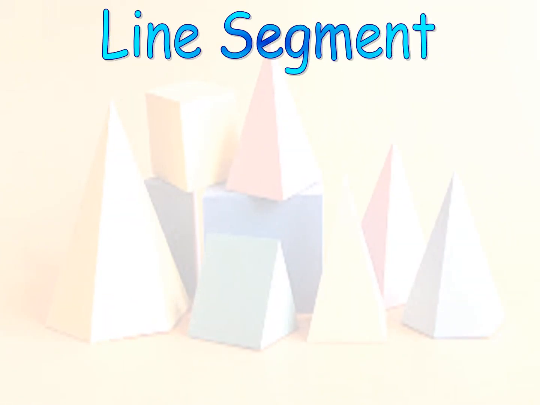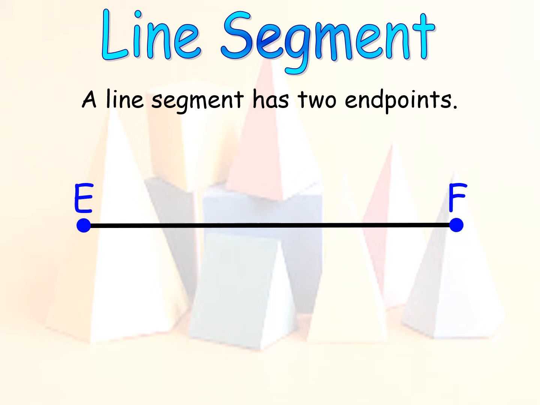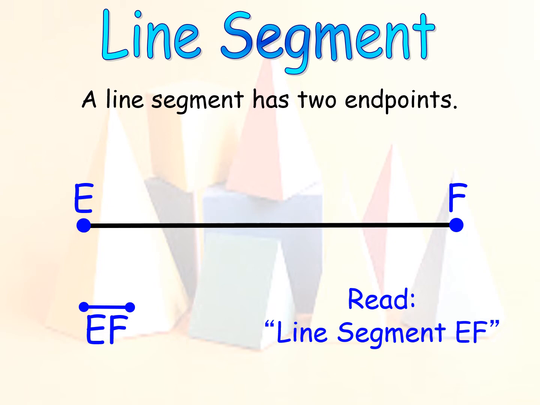Now let's move on to line segment. A line segment has two endpoints. So if we are going to draw a line segment, it looks like this. So we have point E and point F. We call this segment as segment EF. The symbol for segment is a bar and then two endpoints. So we read this one as line segment EF.